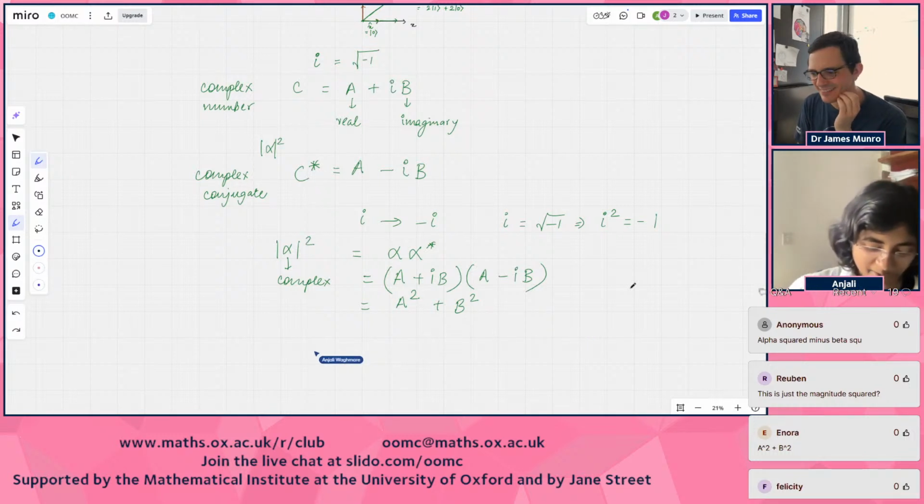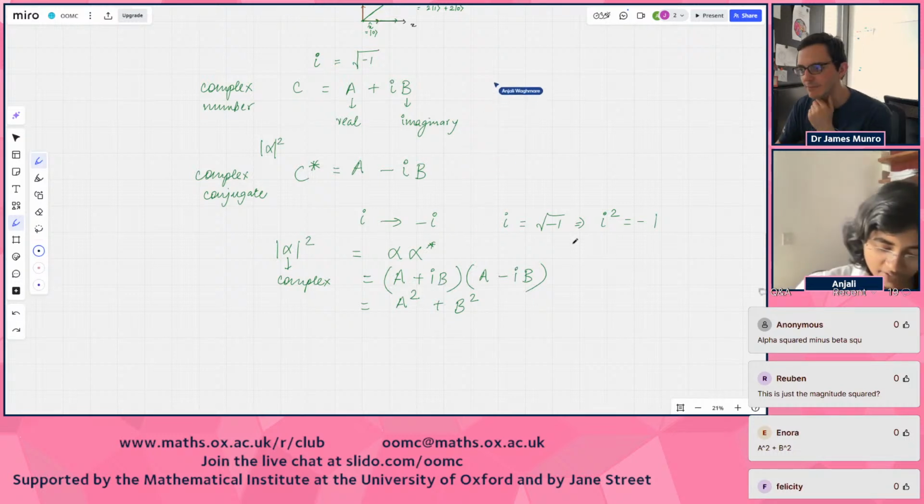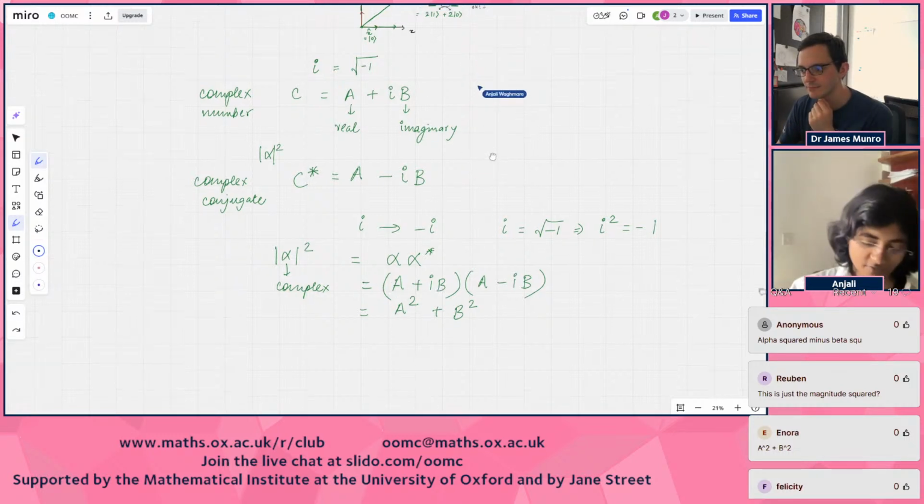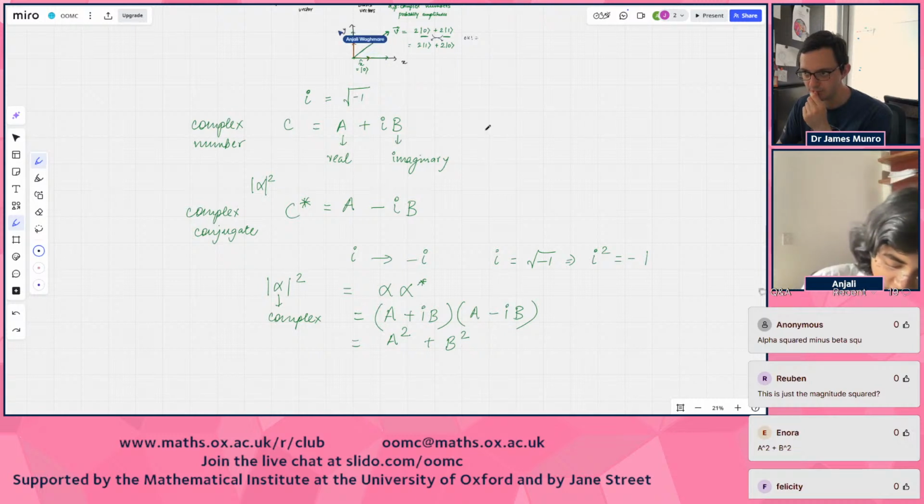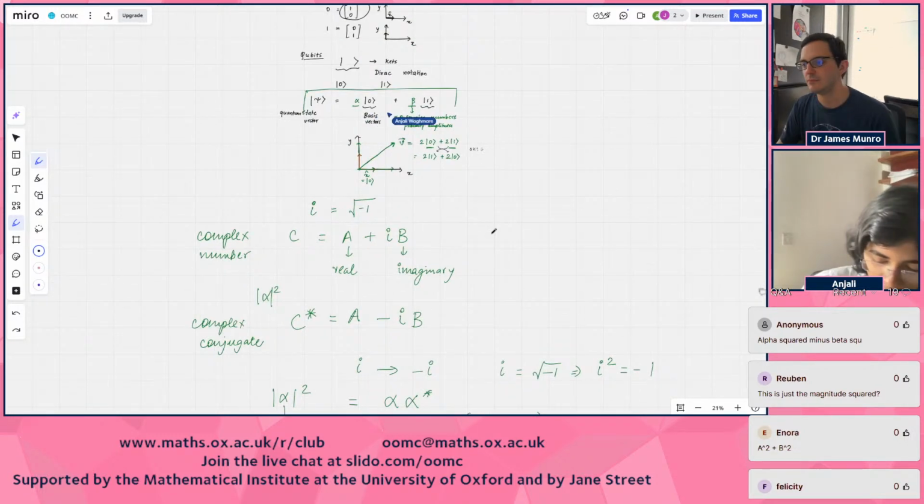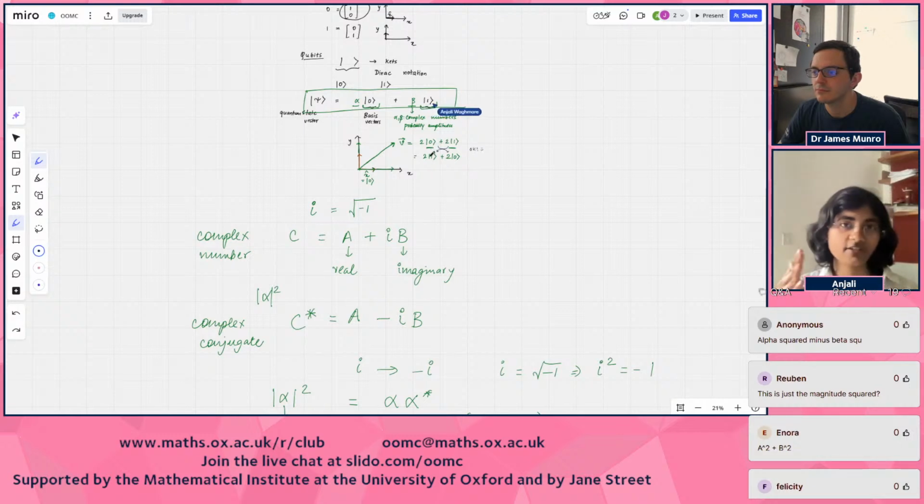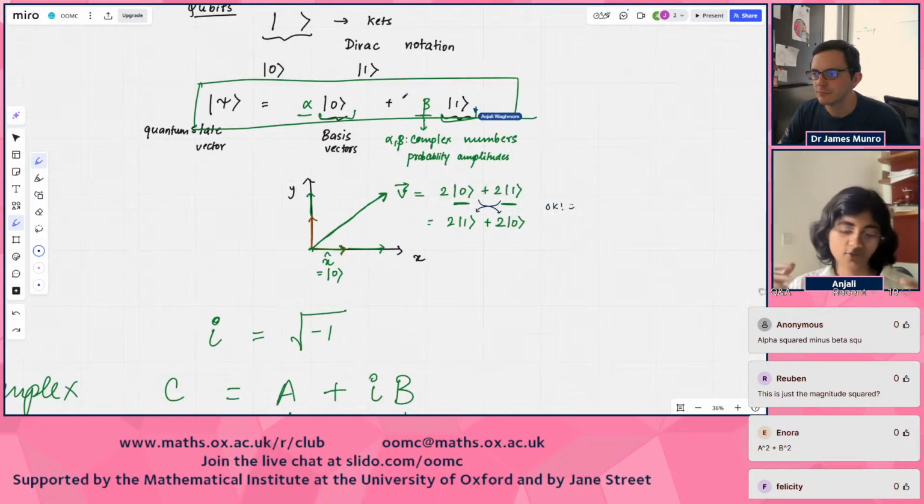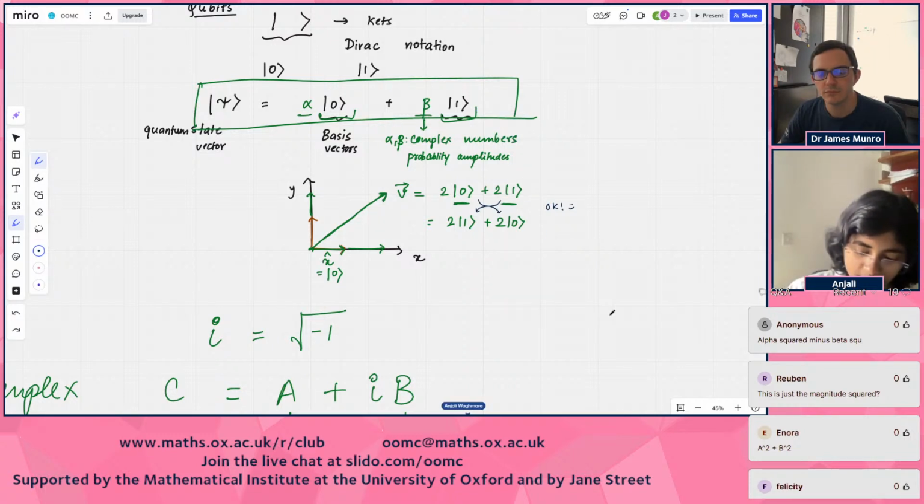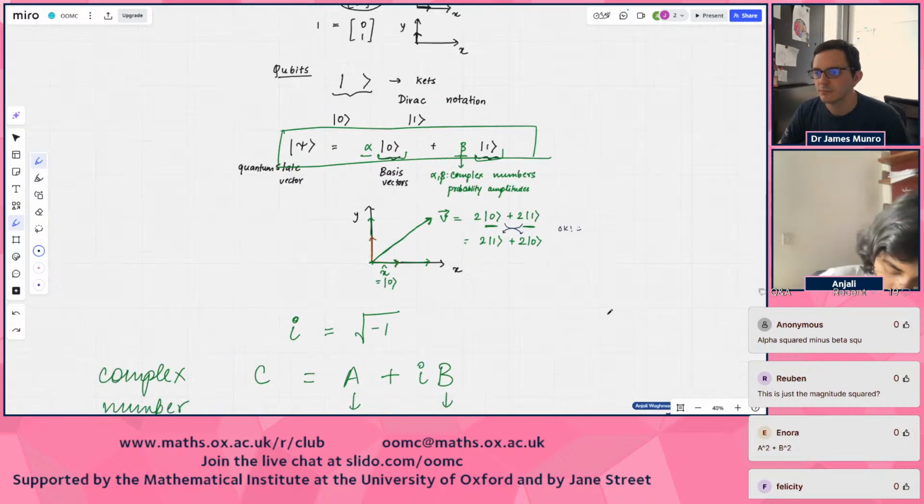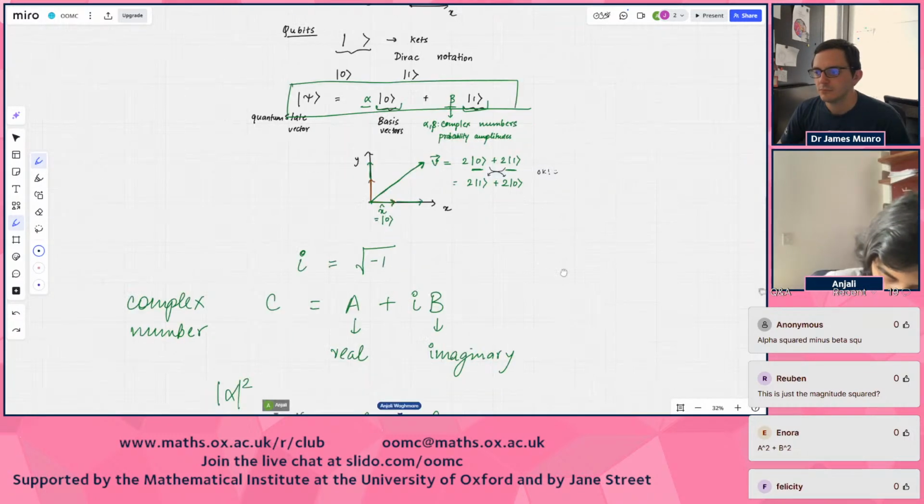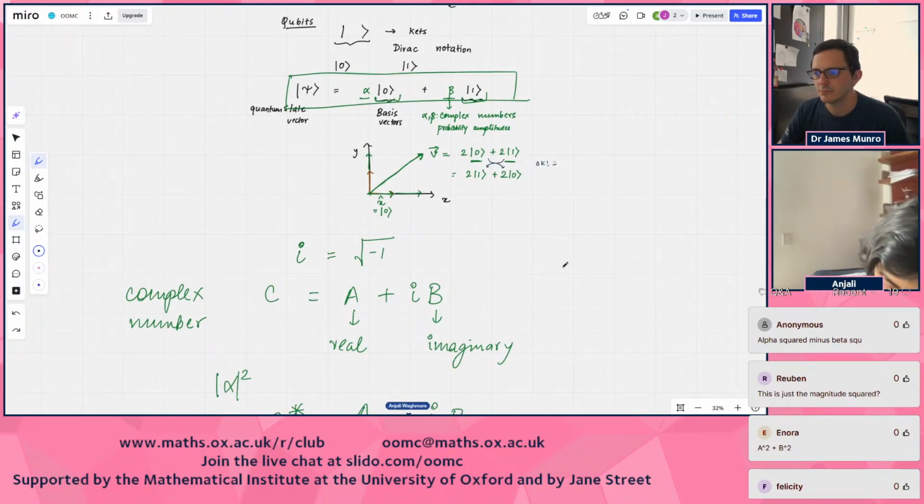That's a square of these coefficients, right? So you have as many coefficients for the qubit as many basis vectors you have. So we are looking at the case of 2 bits here, so zeros and ones. So you have two coefficients, alpha and beta. And alpha and beta are probability amplitudes.